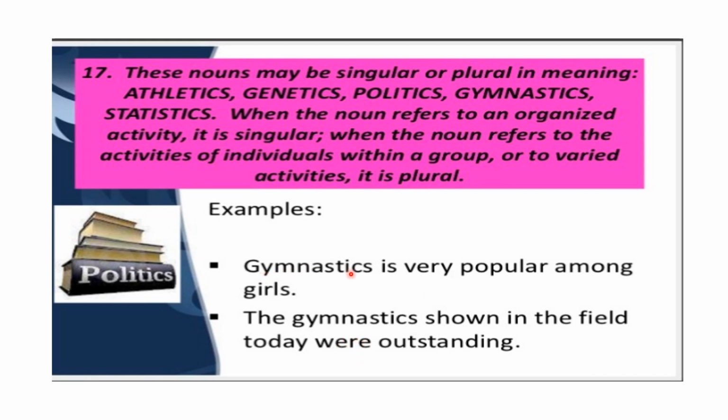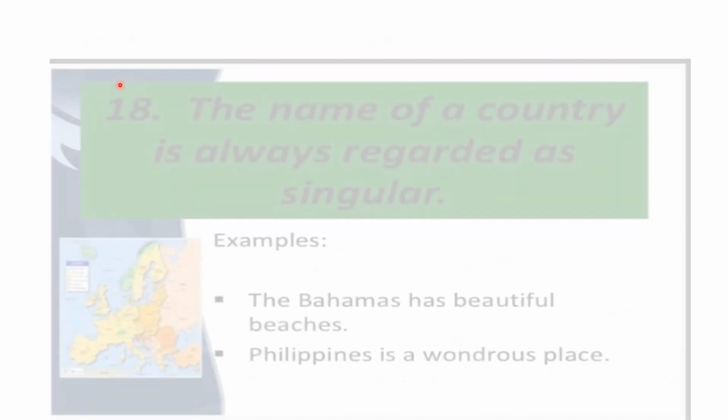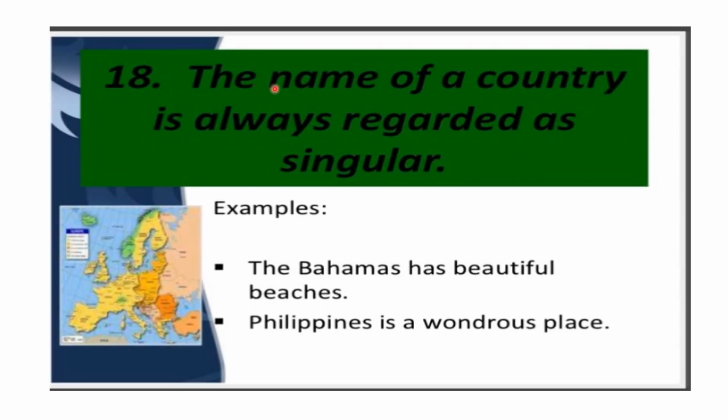Here it is organized. So therefore you're using a singular verb. Gymnastics is very popular among girls. The 18th rule, the name of a country is always regarded as singular.